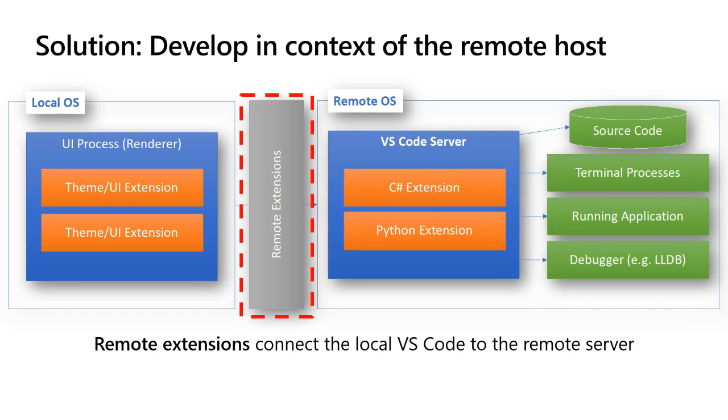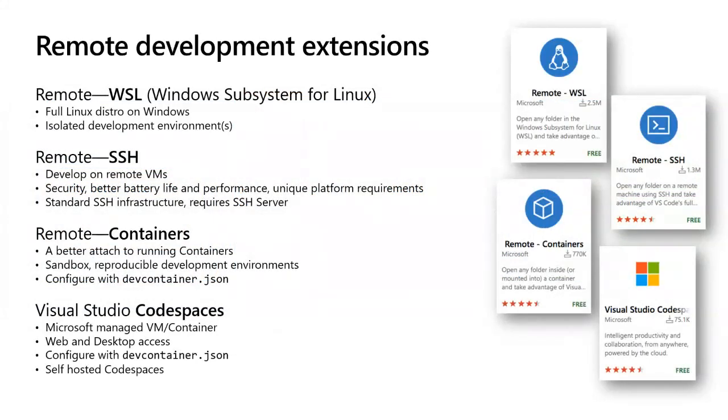Through the remote extensions, you can develop your software on different platforms. And this is what you currently have. So if you are working with Windows as your development machine and you want to develop something for Linux, you might use this separation between different processes in Visual Studio Code to connect remotely to the Windows Subsystem for Linux. And you can use the full Linux distro on Windows.